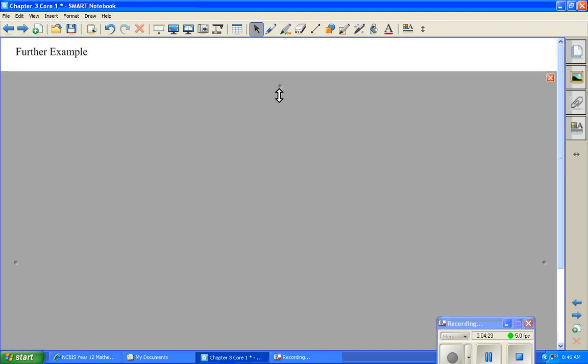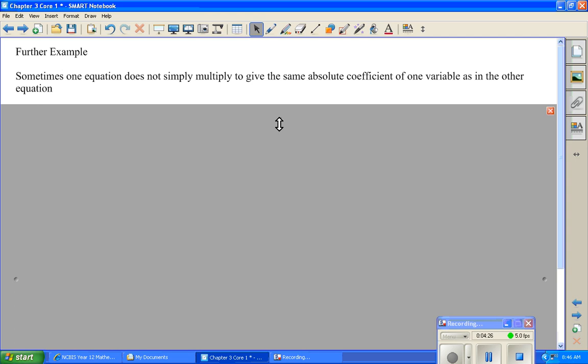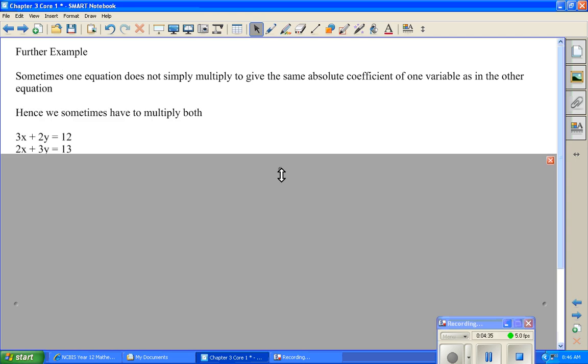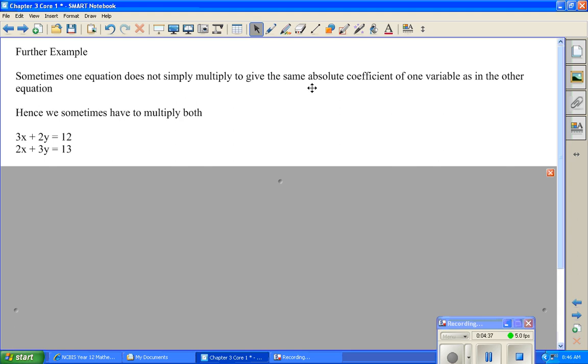Okay, let's just have a look here. There's a further example. Sometimes one equation does not simply multiply to give the same absolute coefficient of one variable as in the other equation. So if we look at these two, you can see that that's got 2y and 3y. Now, there's no number which we multiply 2 by to get 3 apart from 1.5, and I don't really want to be multiplying by 1.5.